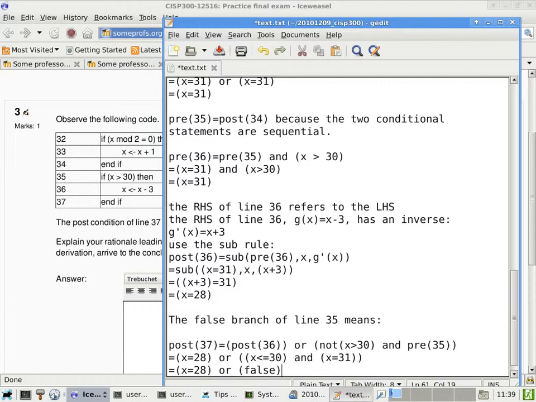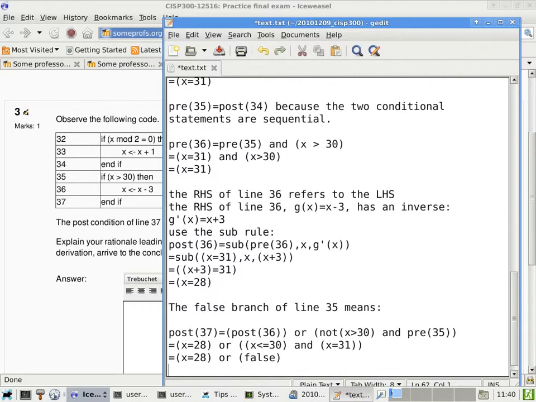Okay? Let me say that again. Given that x is 30 or 31 at the very beginning, this part of the program will not take place, okay, for sure, because the condition is false to begin with. Anything or false is just that anything back, so now we get x equals 28 back, and that's the end of the answer to this question.